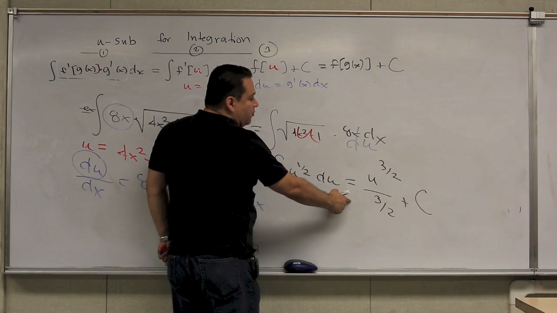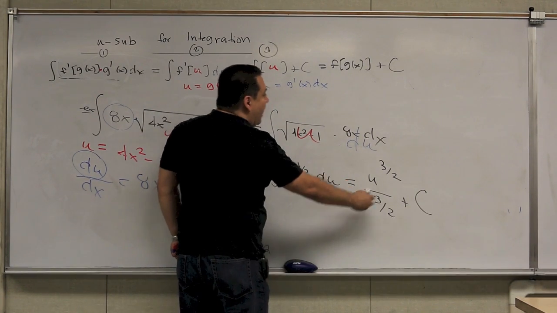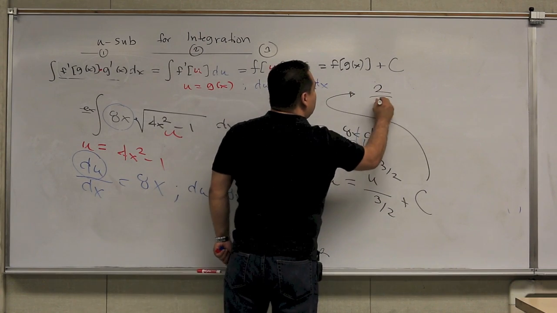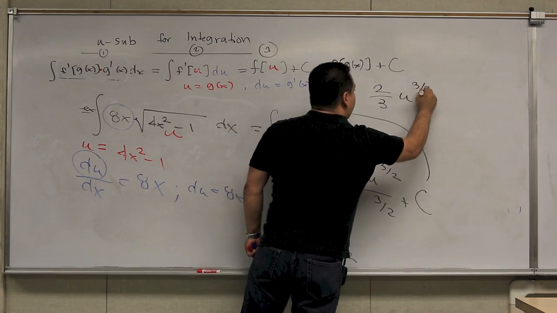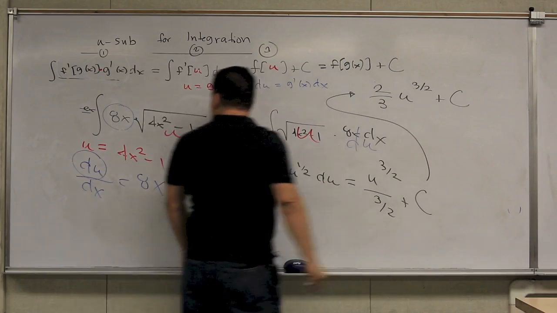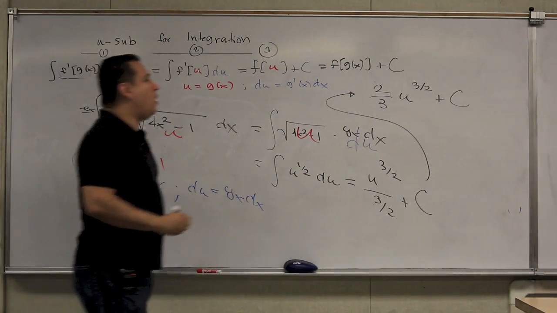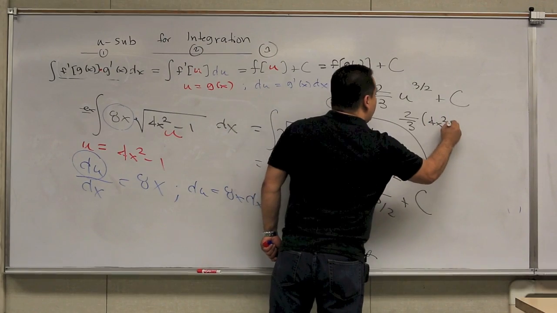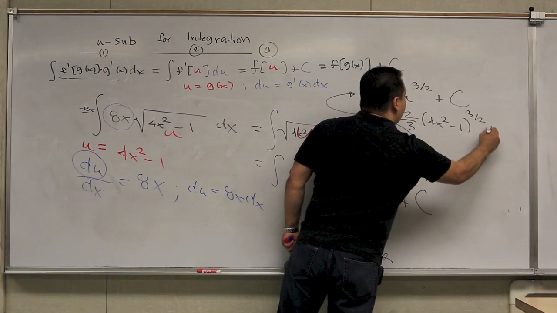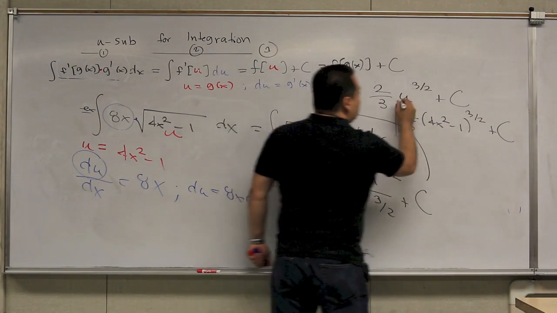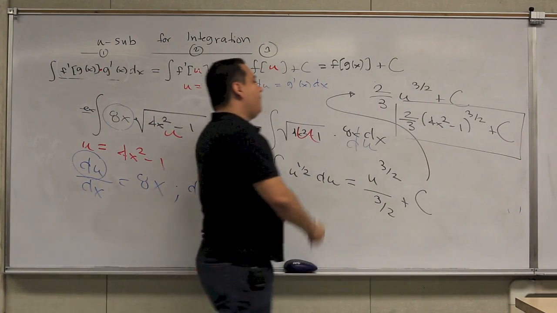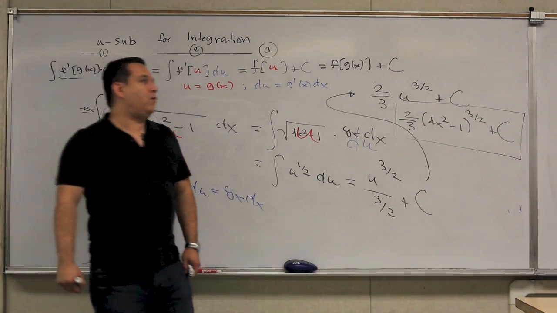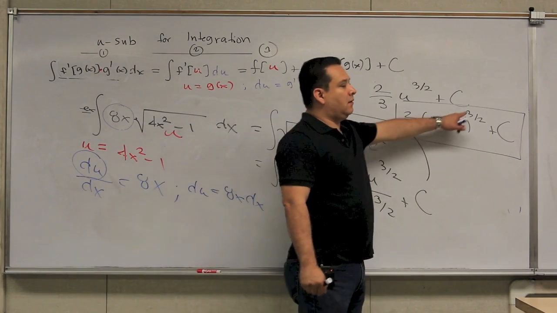Now, what do you guys know this means, really? If I'm dividing by a fraction, that's really 2 thirds u to the 3/2 plus c. Where u again is 4x squared minus 1. So this is 2/3 times 4x squared minus 1 to the 3/2 plus c. And in some sense you're done. However, if you actually did a little bit of algebra, what do you guys know about 3/2?